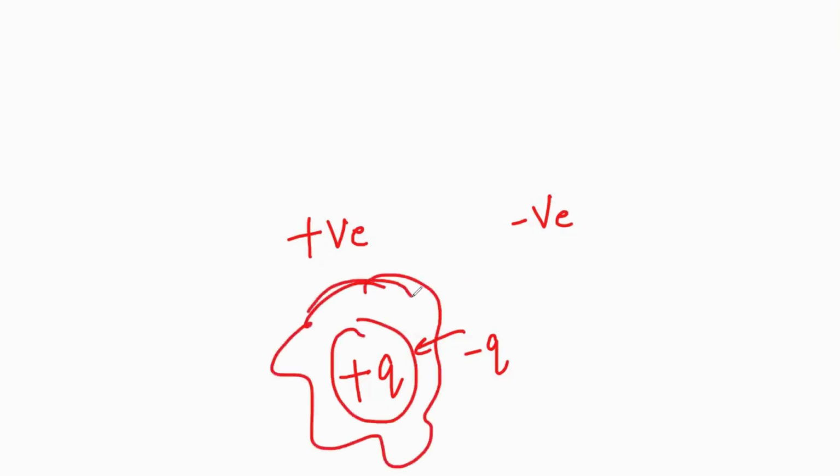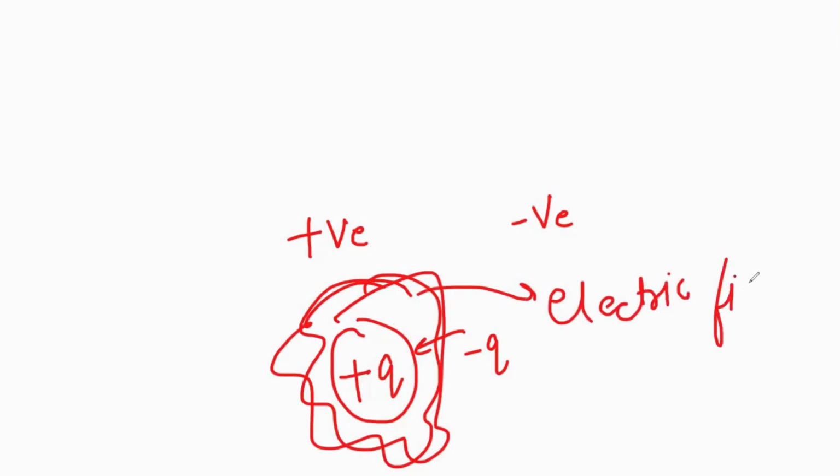The field around it, we will be calling it the electric field. So what is the electric field? It is a region around the charge. If this is a charge, the region around this charge we will call the electric field. To represent the electric field, we use electric field lines.